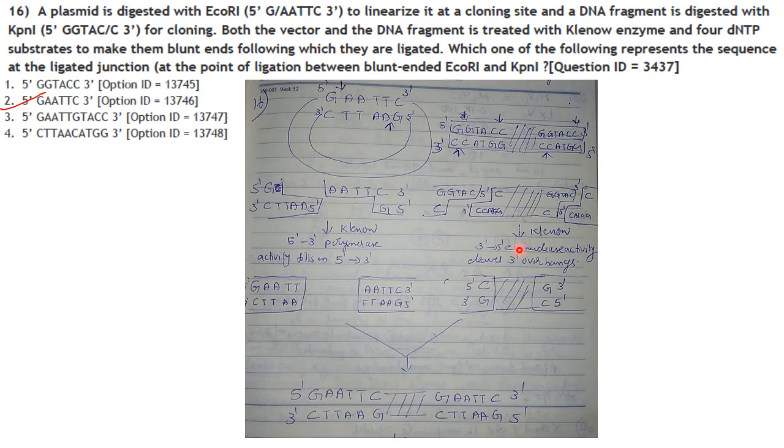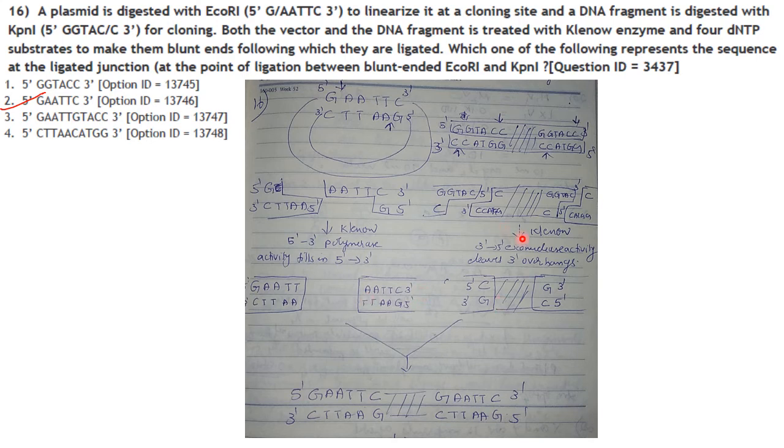Then you treat both of them with Klenow. So this plasmid, upon treatment with Klenow, will show 5' 3' polymerase activity that fills in the 5' 3' direction. So this region will be filled, and you will get GAATT, and here you will get AATT like this, and you get a blunt ended plasmid.